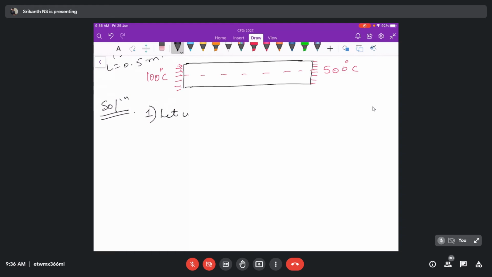Let us divide. So since it's a first problem, very detailedly I will do it. So second, third problem, you should be able to catch the technique that we use here. Okay. So let us divide the length of the rod into 5 control volumes, which are equal.